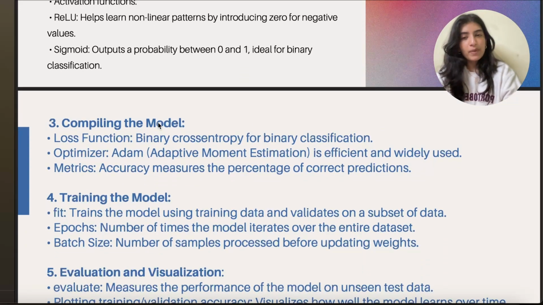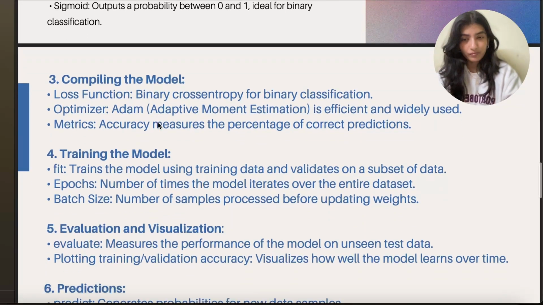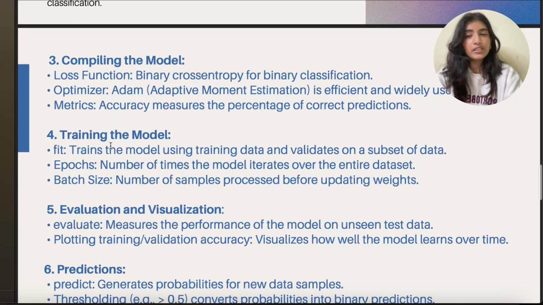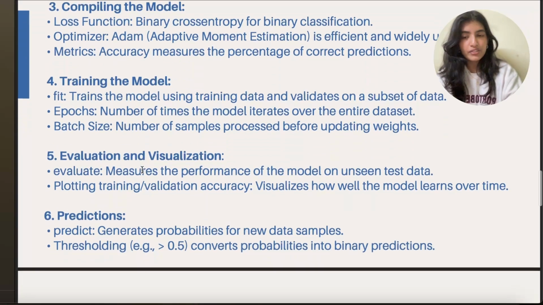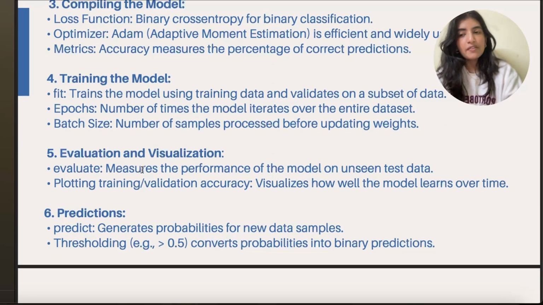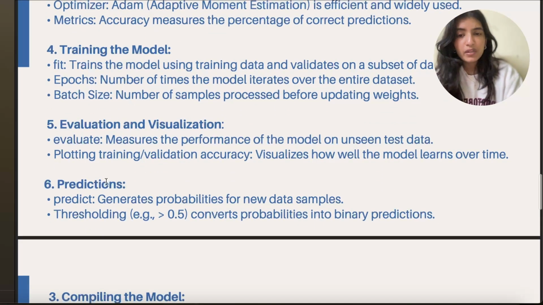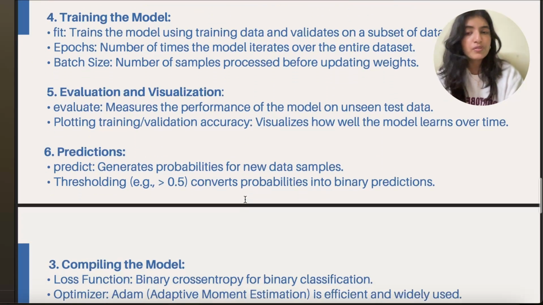After that we have compilation. We use the Adam optimizer for efficiency and categorical cross entropy loss, because this is a multi-class classification task. After that we will do the training of the model. We train the model for 10 epochs with a batch size of 32, using 10% of the training data for validation. The model achieves a high accuracy, typically over 95% on the MNIST test data. Then we will do the prediction, which generates probabilities for new data samples.